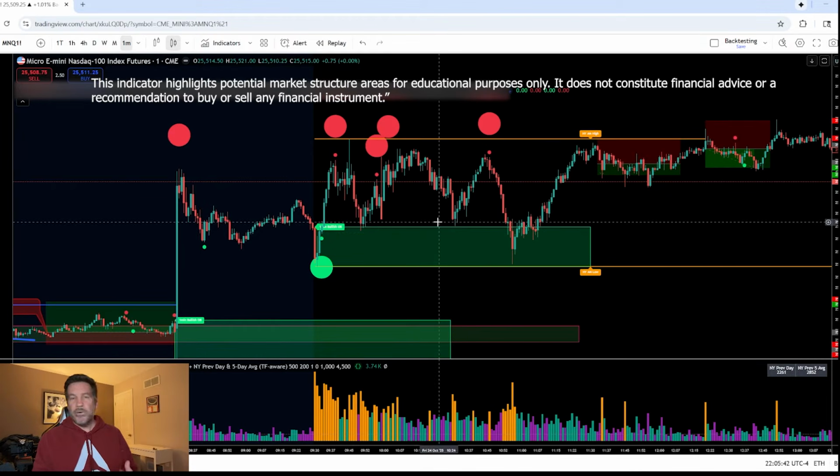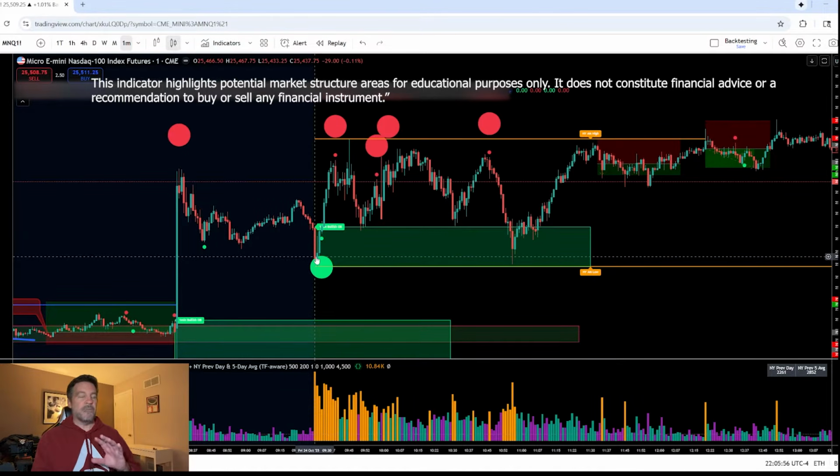The way I use this is I don't simply jump into a trade when I see an order block and I see high volume. I'm looking for other confluences as well, and that's something I cover in my Discord community. I'm going to share a couple of them in this video. But first, I want to talk about directional bias.